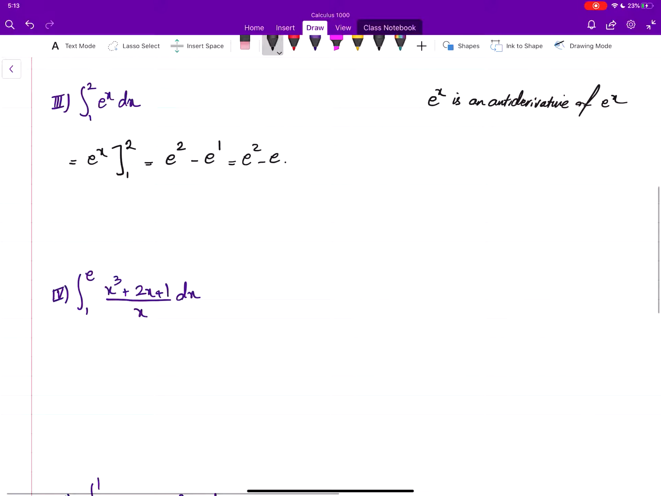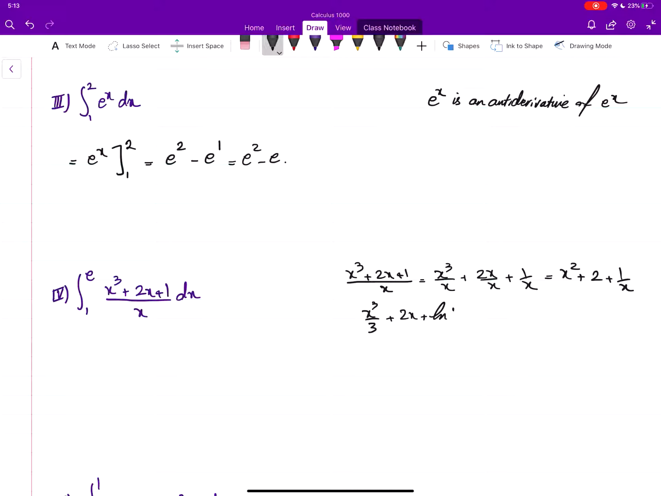For this other one, we have to find an antiderivative of x cubed plus 2x plus 1 over x. If you look at it this way, the antiderivative of a quotient is not easy to find, but if you separate it, you see that you have x cubed over x plus 2x over x plus 1 over x. Then you simplify, and you get x squared plus 2 plus 1 over x. So the antiderivative of that function is the sum of the antiderivatives of each summand. It will be x cubed over 3 plus 2x plus ln x. You can put an absolute value of x, but here you don't need that because it is an integral on a positive interval.